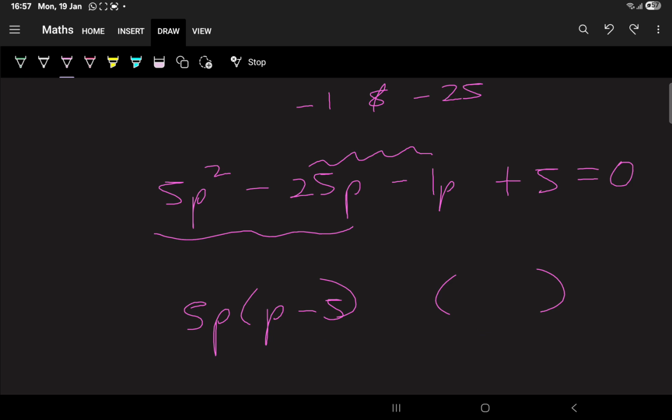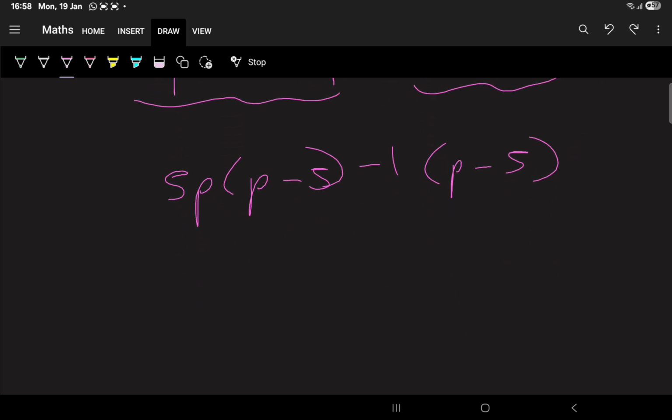So what I can do is factorize out negative 1, and this is going to give p minus 5. When I distribute this here, I have negative p. I distribute this here also. Negative 1 times negative 5 is positive 5. So you can see they are the same. Again, transformations.